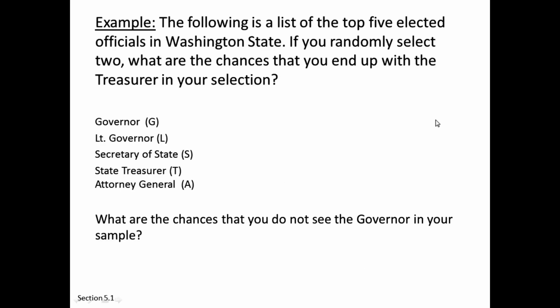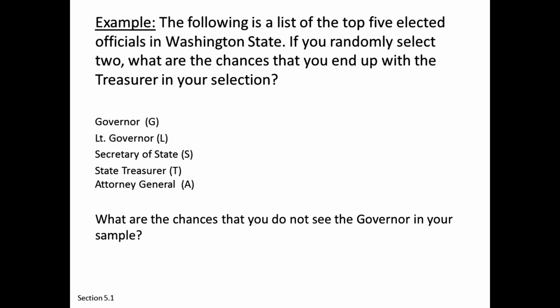All right. So I'll start you off with an example. Here are the top 5 elected officials in Washington State. You have a governor, a lieutenant governor, secretary of state, a treasurer, an attorney general. And what I want to know is, suppose that you just randomly pick 2. Maybe you're an auditor and you want to talk to 2 people in the top 5 elected officials. What's the probability that you're going to end up with, say, the treasurer in your sample?